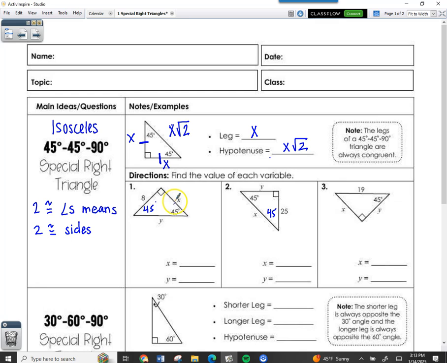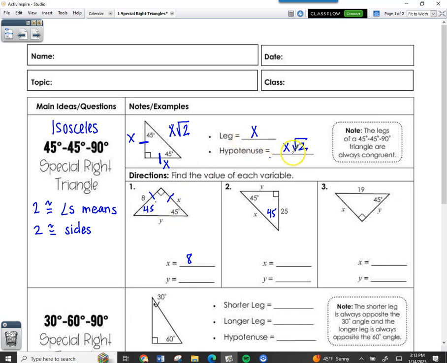So watch this. Have common sense when you approach it. Say to yourself, okay, this is a 45, 45, 90. Find the legs. Here's the legs. Mark them congruent. Bam, I immediately know X is 8. Then ask yourself, what am I looking for? I'm looking for the hypotenuse.